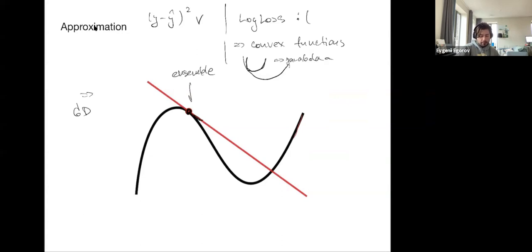Physically, like practically, we just approximate the loss function around the current ensemble to be more like MSE. And then we would like to make a step in this direction. So in gradient descent, we just make a step along the gradient of the function which we optimize. So this will lead to optimization of this.